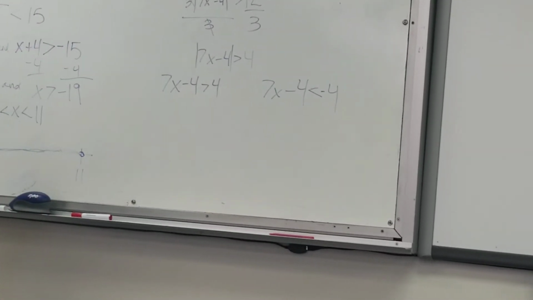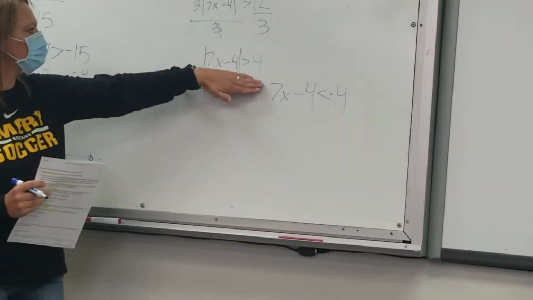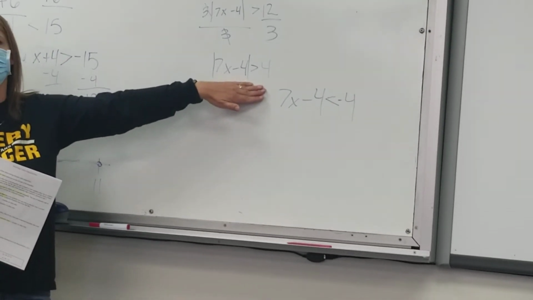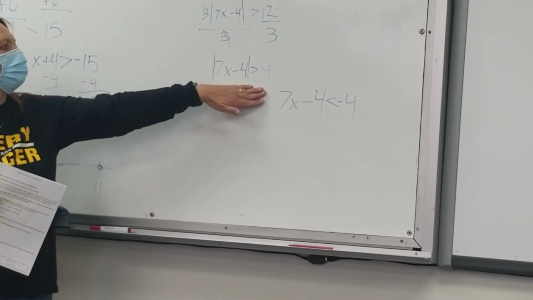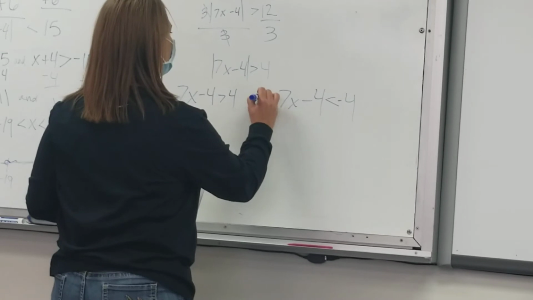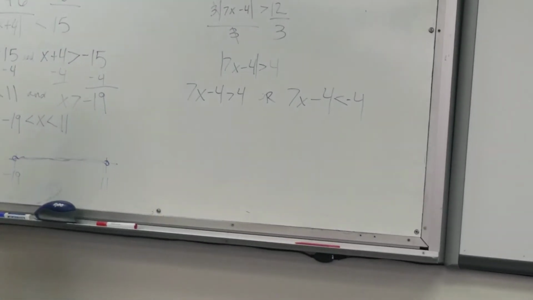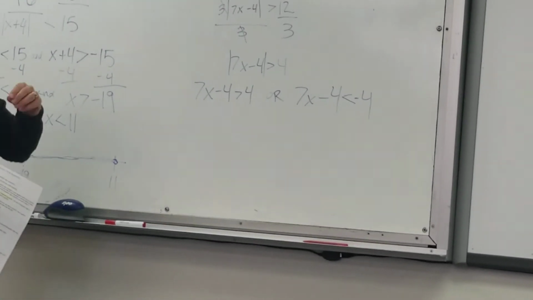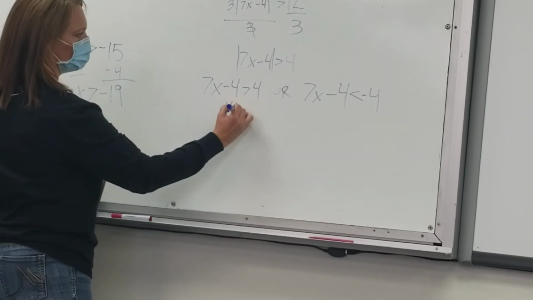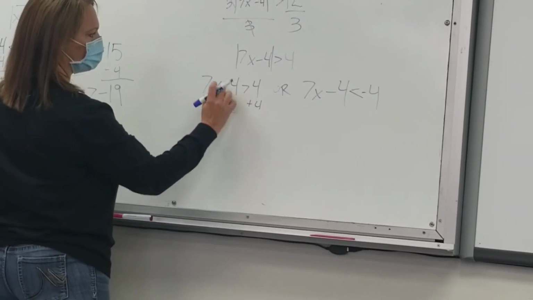Okay. Let's go back and look at this for a minute. Am I going to have an and or an or? Or. Greater or. So yes, I'm going to have an or. Okay. So we have our two inequalities. Now we're just going to add 4 to both sides.